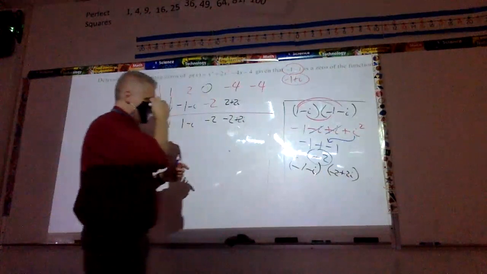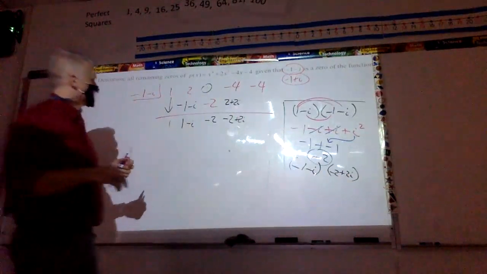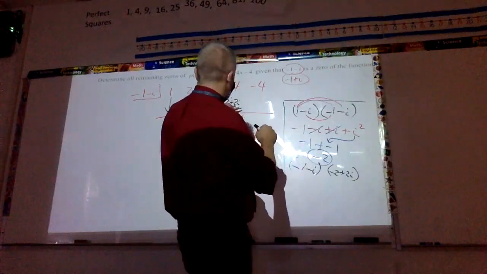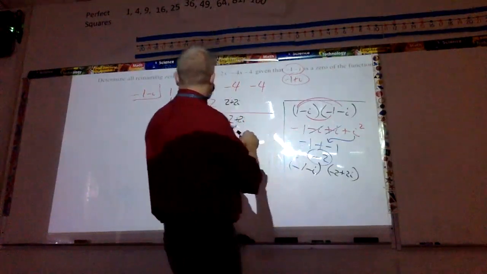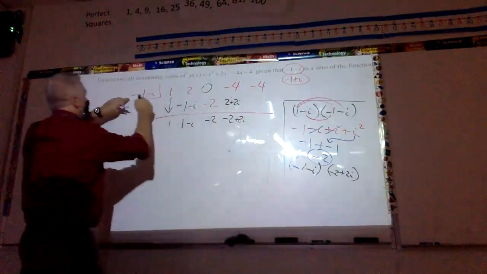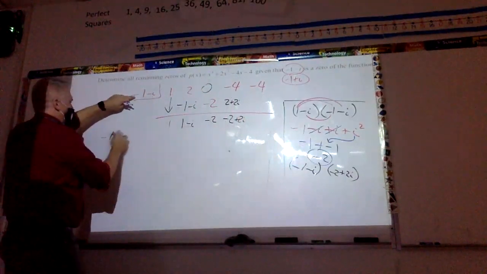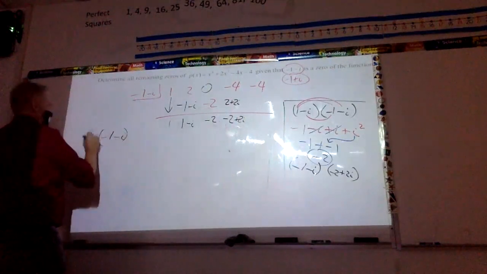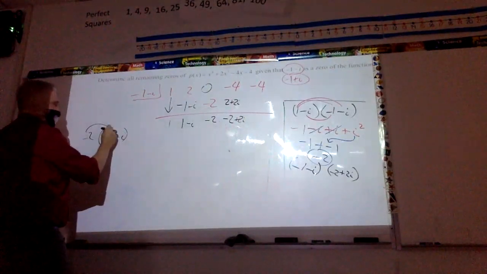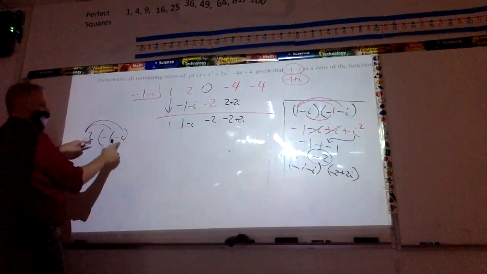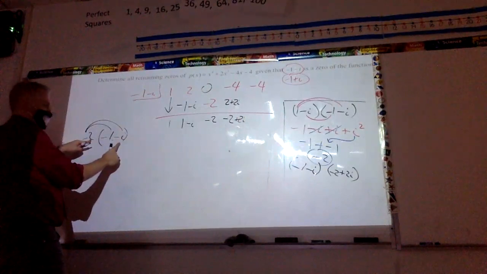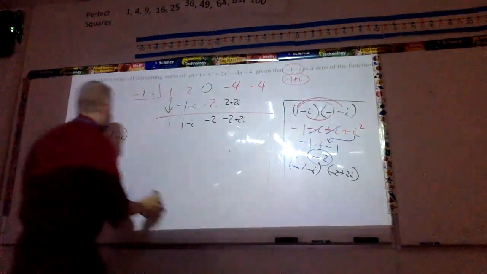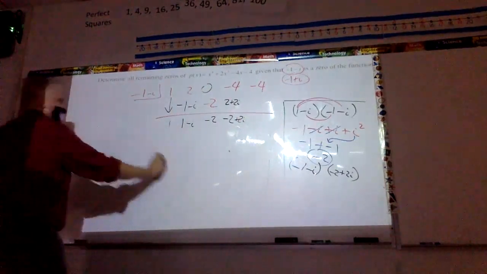Did you get 2i? Oh, I multiplied negative 1 minus i times negative 2. So negative 2 times negative 1 was 2. Negative 2 times minus i was plus 2i. Good question. Yeah, distributive property.